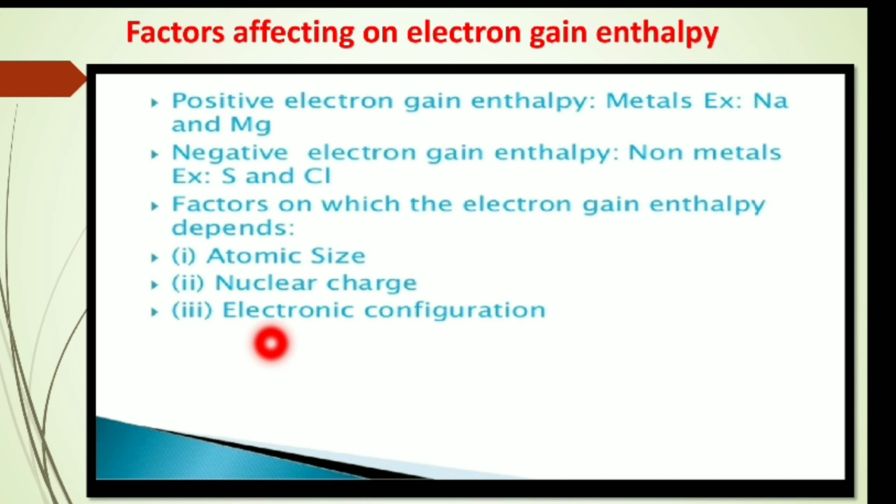Electronic configuration. From left to right, electrons are added, which means the electronic configuration changes, because the number of electrons increases. The electrons are filled in the increasing order of their energy, and as the electronic configuration builds up, electron gain enthalpy also increases. This is one of the factors responsible for the electron gain enthalpy.